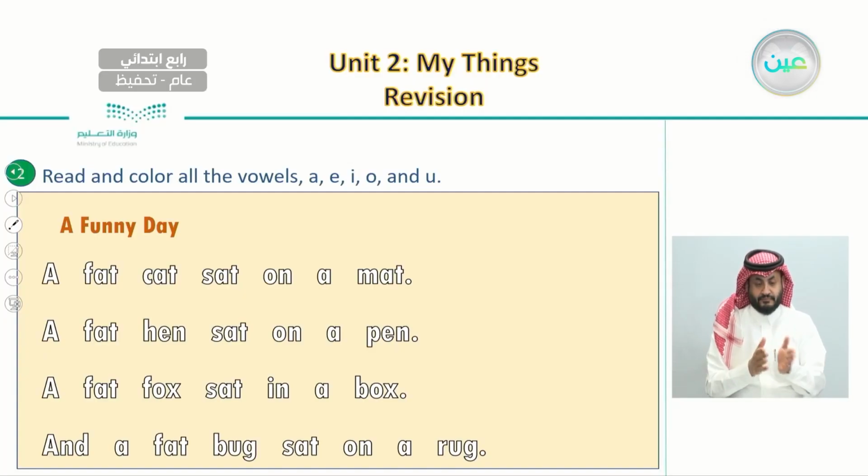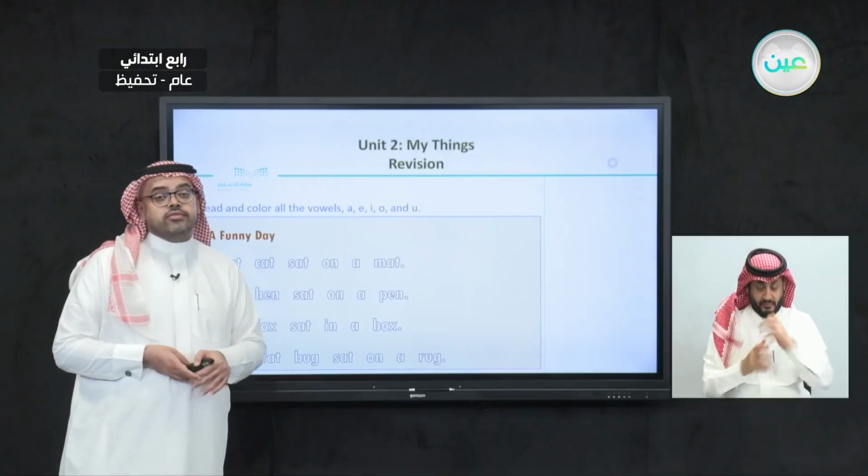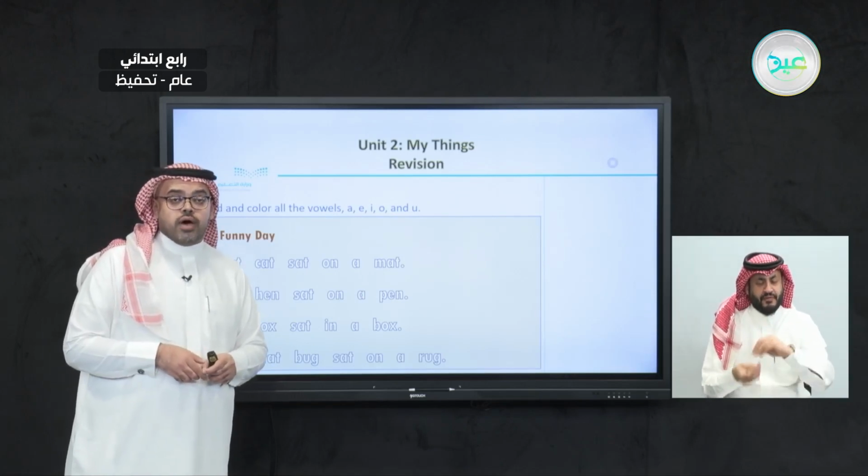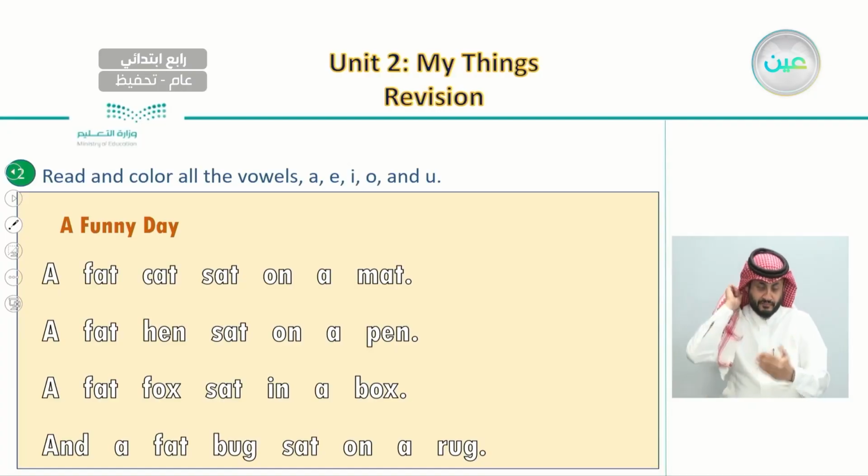Now, the other exercise we had last time, which is we said that try to read and color all the vowels we have: A, E, I, O, and U. We said that it is important that we read this story, called A Funny Day, and after we do, we need to match or color all the vowels. So let's read it together.